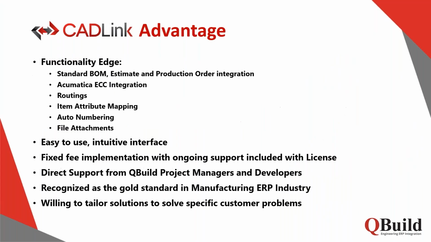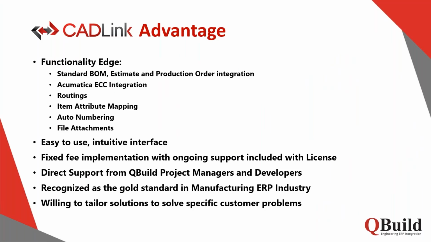So the CADLink advantage, I wanted to add a few words here to highlight CADLink's advantage in doing the SolidWorks or engineering to Acumatica integration. So first off, functionality, as I mentioned already, we can do the standard bill of material. We can also do estimate production order. We are also compatible with the Acumatica ECC, engineering change control. So if you'd rather have the bill of material change route through Acumatica's engineering change control module, CADLink's fully compatible there. You saw in our demo, we can do routings, but I can also map things like item attributes.